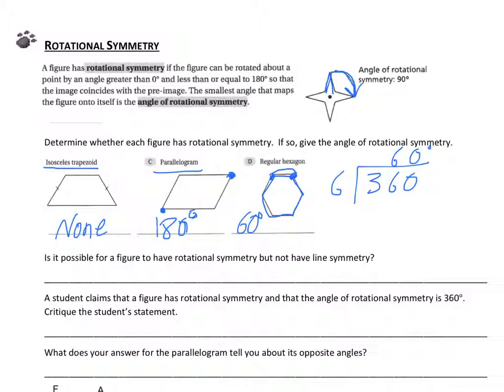Is it possible to have rotational symmetry but not have line symmetry? Well, look at C. That had rotational symmetry, 180 degrees. But can we draw a line to show that it has line symmetry? We cannot. That means that yes, it is possible to have rotational symmetry but not have line symmetry, such as a parallelogram.